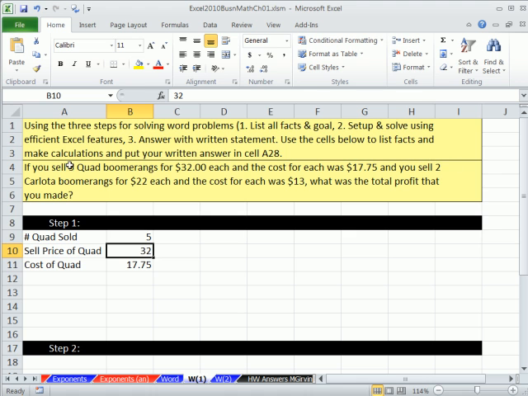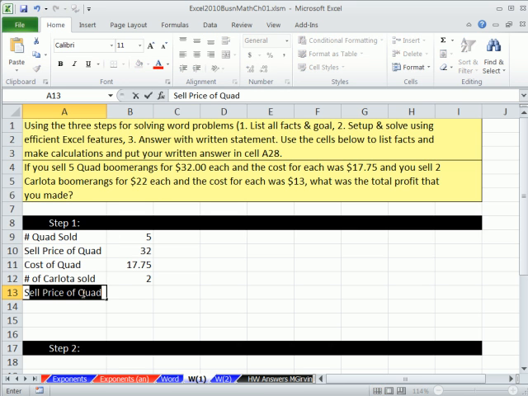And you sell 2 Carlota boomerangs. All right, immediately I have another piece of information. Number of Carlota sold, and it's 2. Enter. Sell 2 Carlota boomerangs for $22. OK, so now we have the sell price.